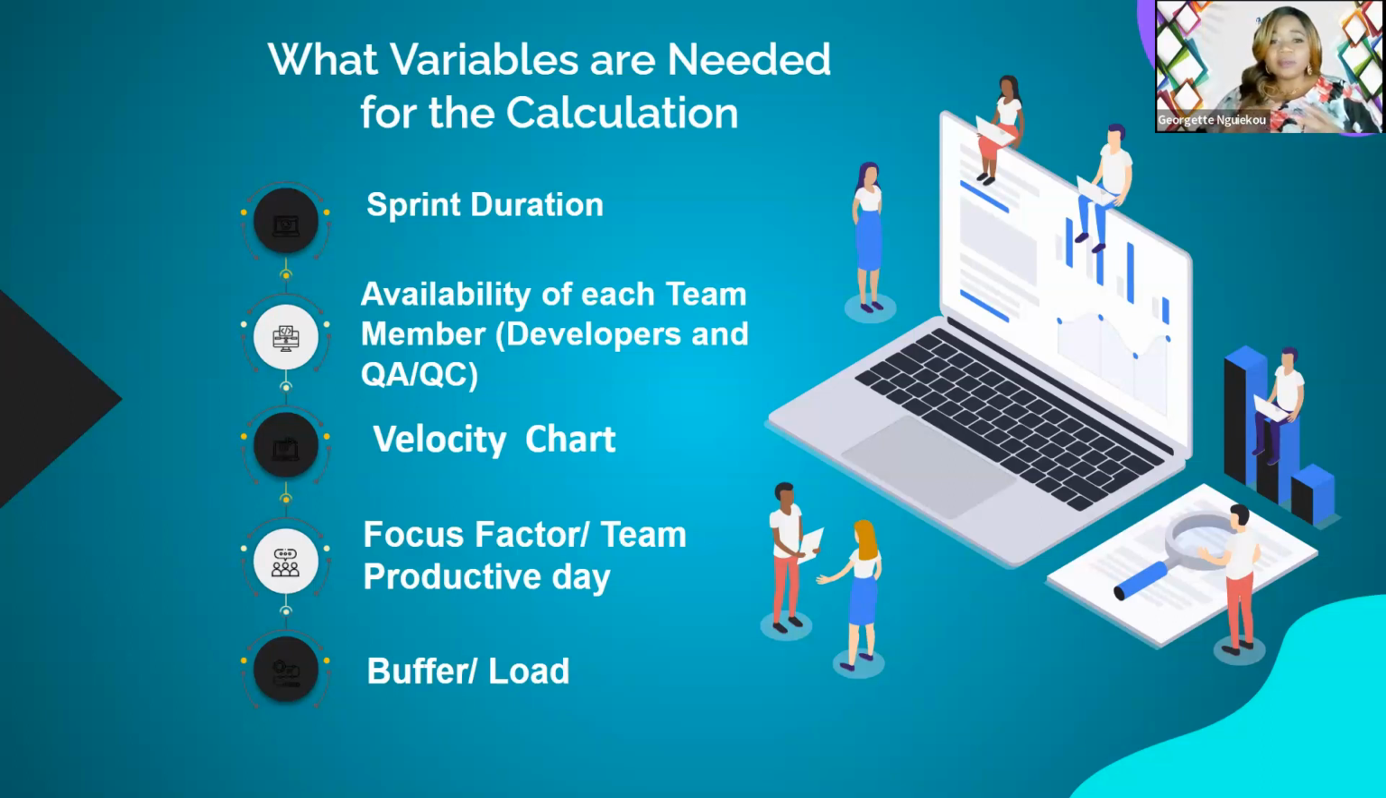You also want to collect your team availability. I will show you the tracker that I use to track my team availability. You want to have access to the velocity chart, that you have on your Jira or on your Rally or whatever tool that you are using. You also want to know the focus factor. I will explain more about that, the team productive day, and understand the buffer or the load.